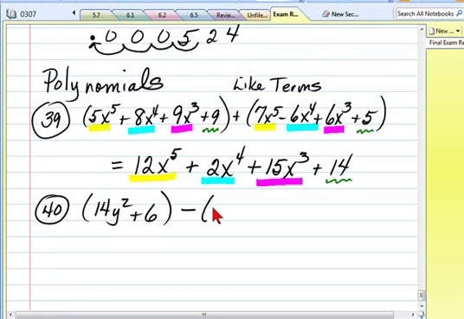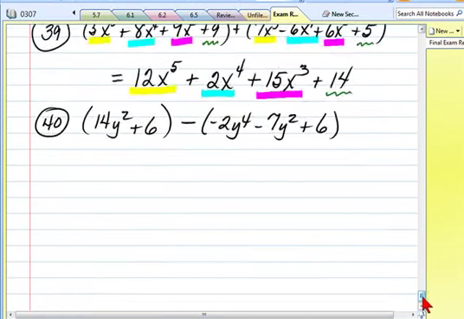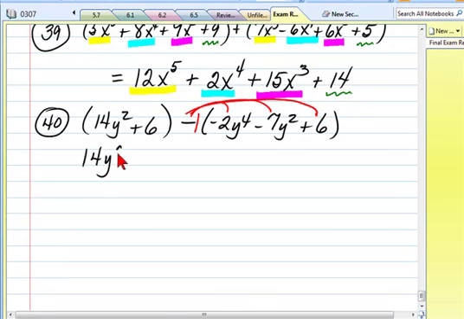I'm supposed to perform the indicated operation, and in this one I have (14y squared plus 6) and a subtraction, (negative 2y to the 4th minus 7y to the 2nd plus 6). Let me scoot that where you can see it better. What do we have to remember to do when we have subtraction of polynomials? Assume the implied negative 1, which is going to change all those signs. So that's going to give me 14y to the 2nd plus 6.